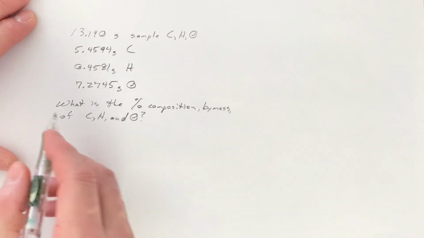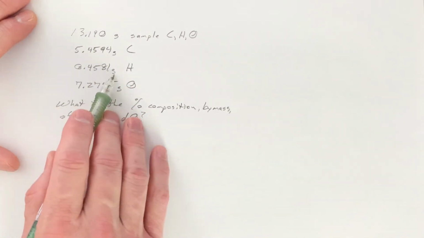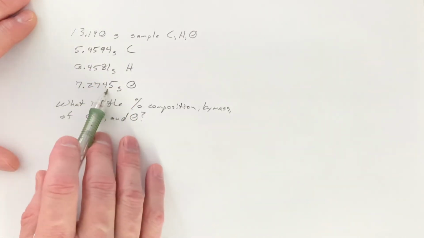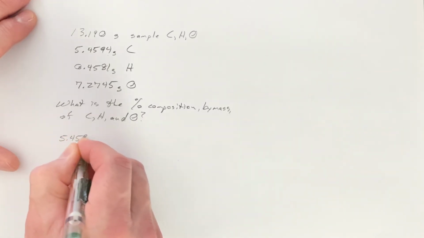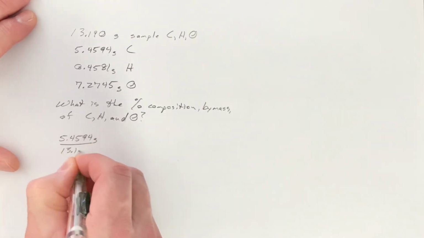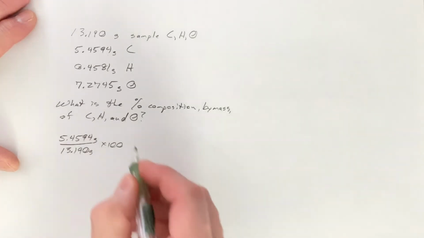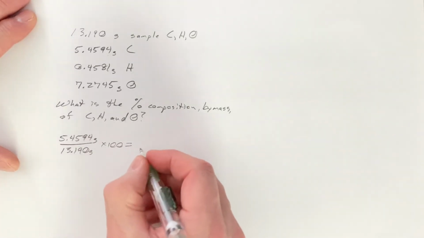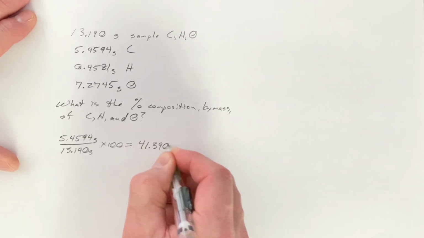Again, percent is part over whole. We have the part, we have the whole. So our percent composition for carbon will be 5.4594 grams divided by 13.190 grams times 100. This works out to be 41.390% carbon.